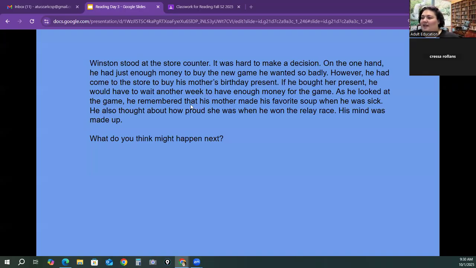Then, as he looked at the game, he started remembering his mother made his favorite soup, how proud she was of him. So he started to have these warm feelings about his mother. And then it says his mind was made up after he had those thoughts. So I'm going to infer that he's going to buy the gift for his mother.